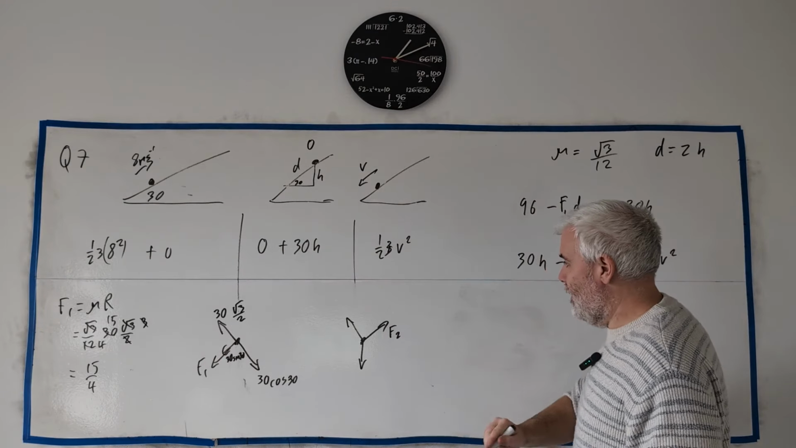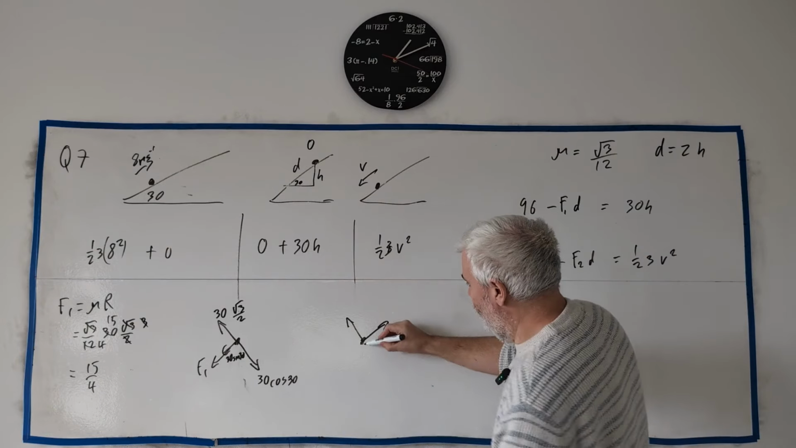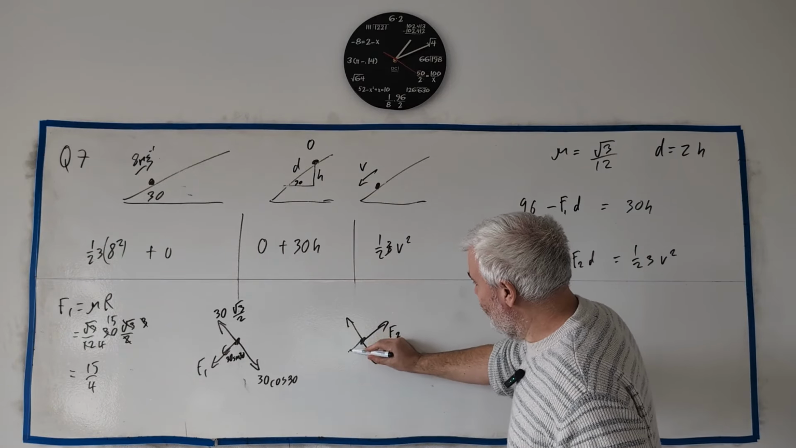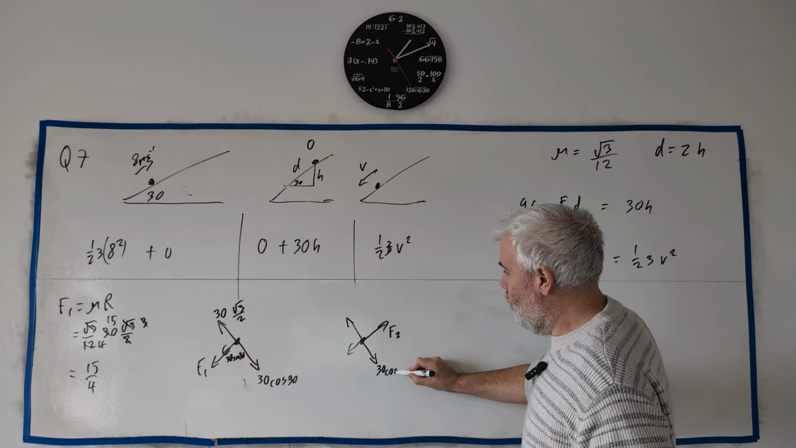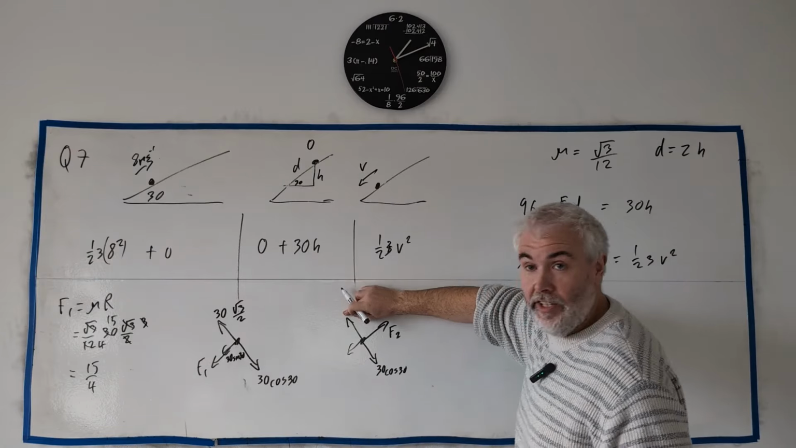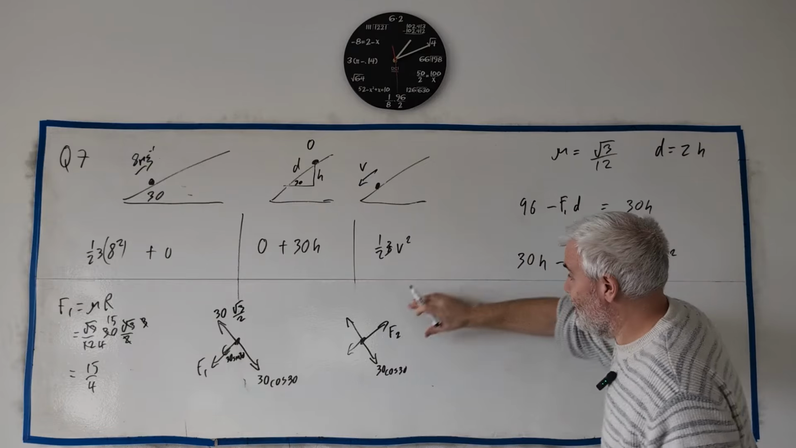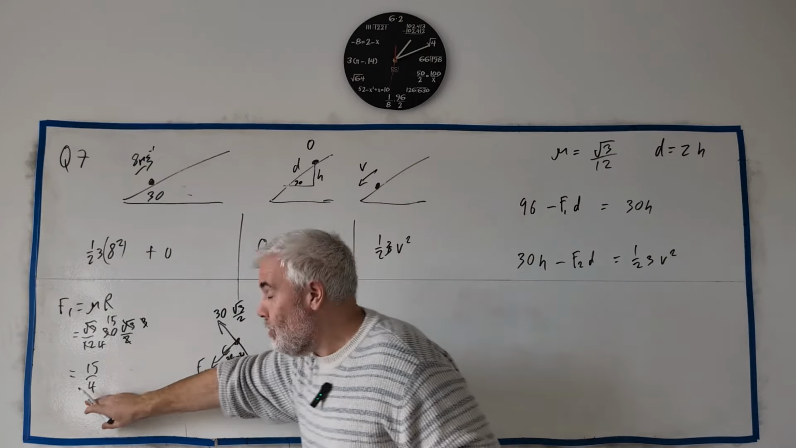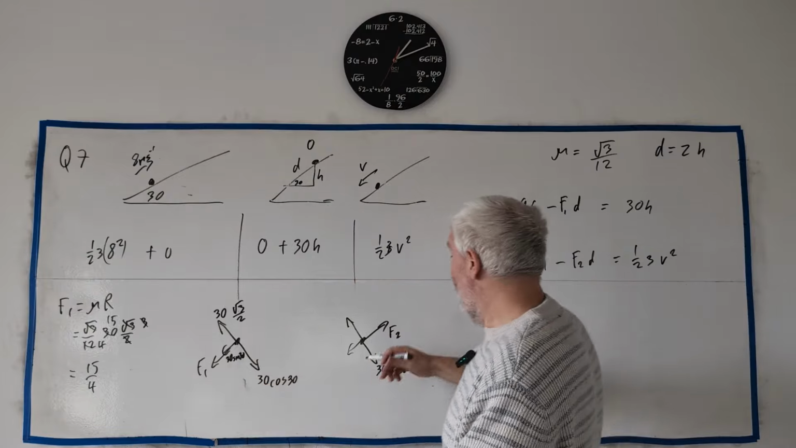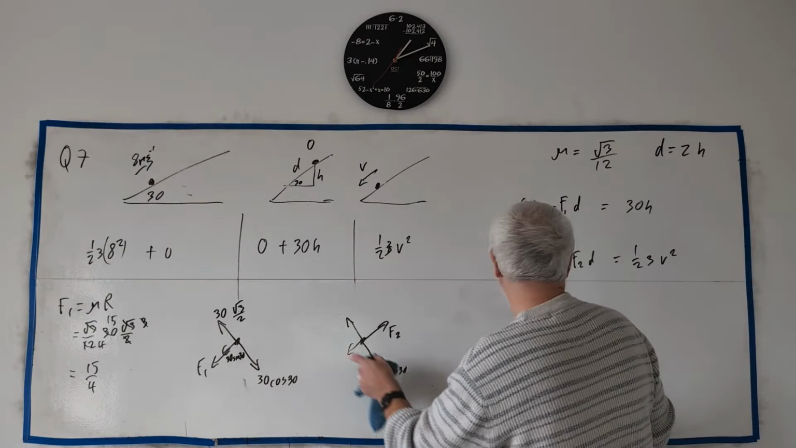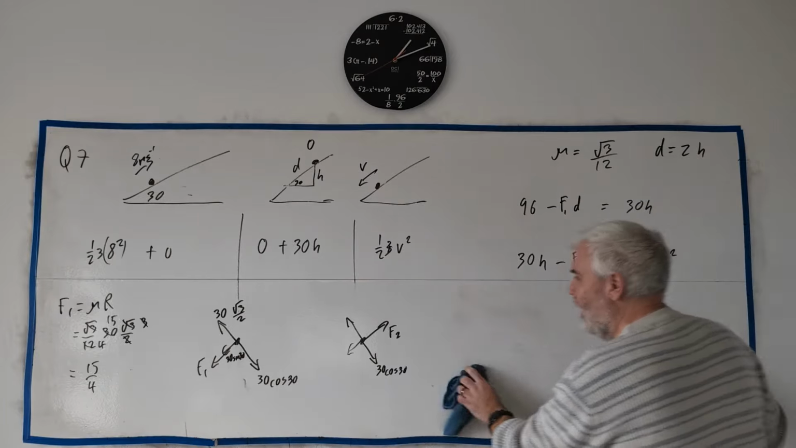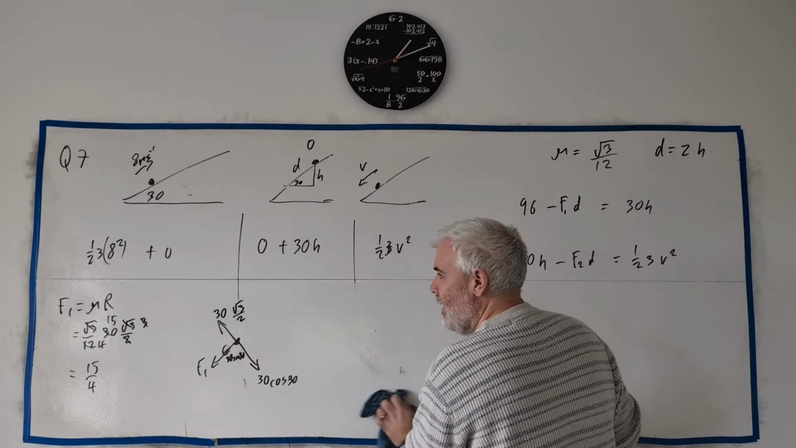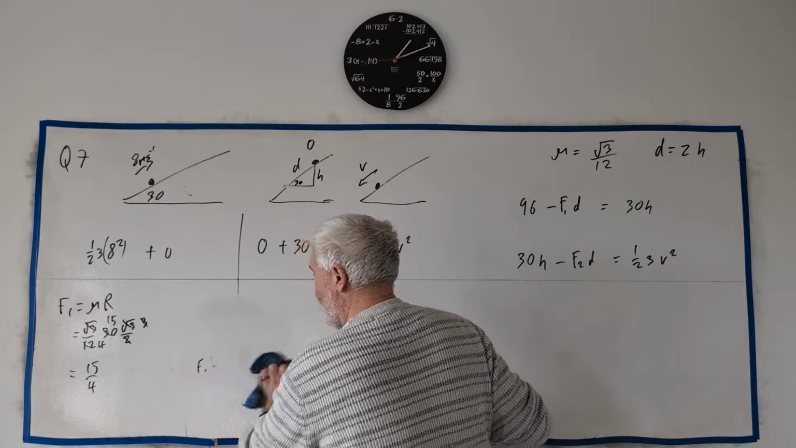And to save me doing any work, this second one is identical. This is again 30 cosine 30. The mu is the same. F2 is also equal to this. It's just going in a different direction, which I think we already accounted for because we still work against it. So yeah, that's fine. Let me rub these out and we'll leave.